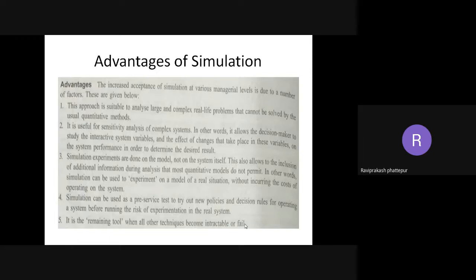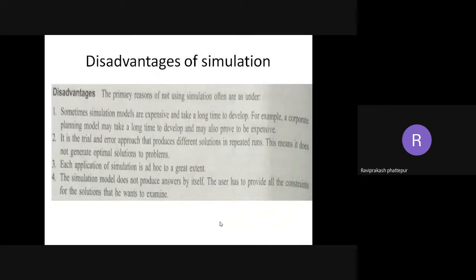Okay, so if nothing is working, you can check it on the simulation what could work. So that is the remaining tool. That is the advantage of simulation. Then the disadvantage of simulation. Sometimes simulation models are expensive. For example, you do it on a computer, as I told you, like simulation of breaking of a dam, everything has to be set up, the graphical things have to be done. So it takes a lot of time and it is too much expensive.